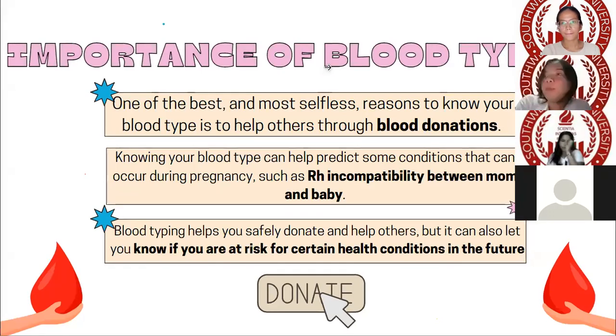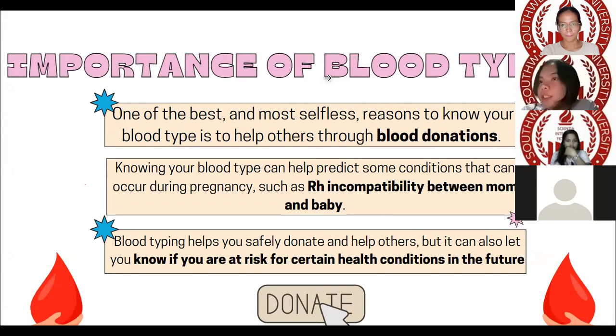So, for the importance of blood typing, one of the best and most selfless reasons to know your blood type is to help others through blood donations. Knowing your blood type can help predict some conditions that can occur during pregnancy, such as Rh incompatibility between mom and baby. Blood typing helps you safely donate and help others, but it can also let you know if you are at risk for certain health conditions in the future. For medical reasons, the most important reason to know your blood type is in case of an emergency. If you are in a situation where you require a blood transfusion, you'll need compatible blood. An incompatible blood group can cause blood cells to clump, which can be fatal.